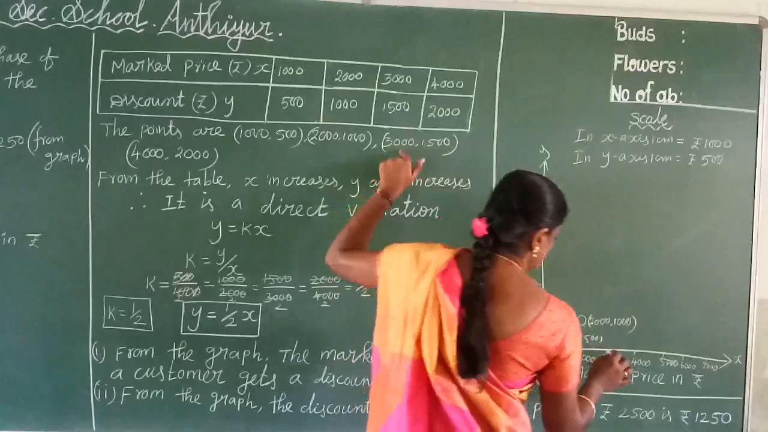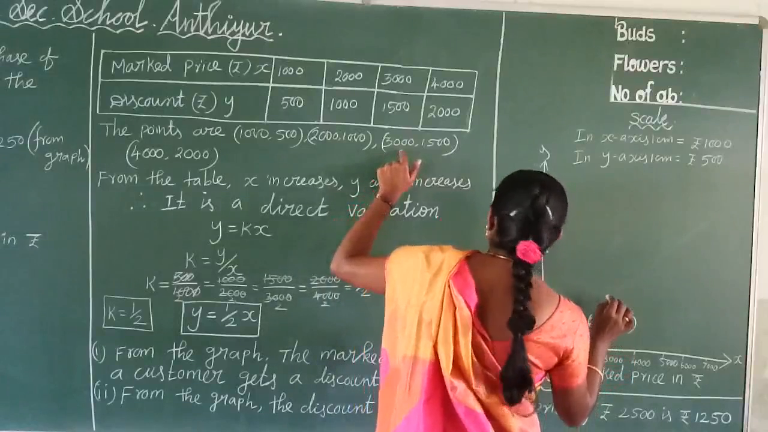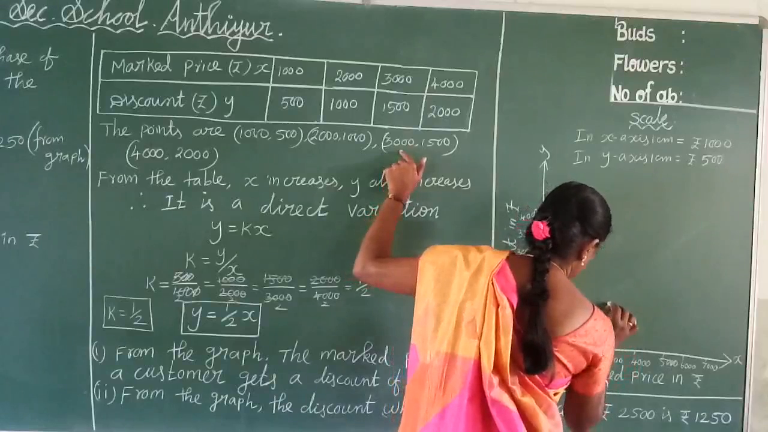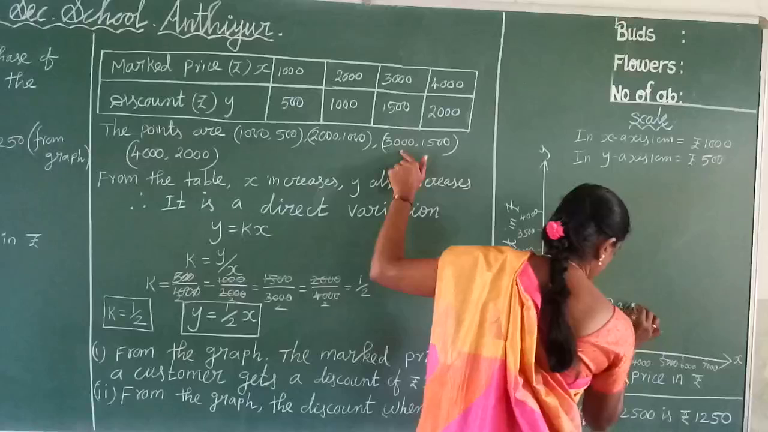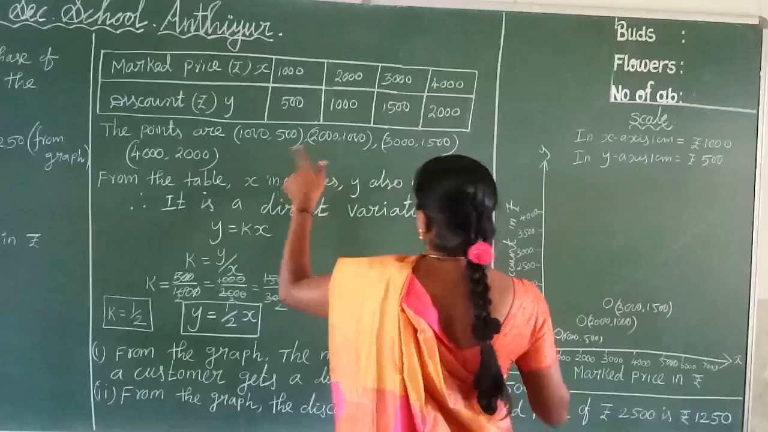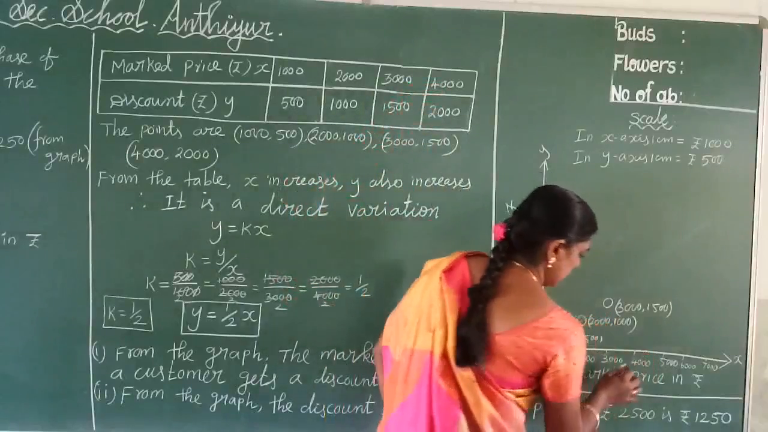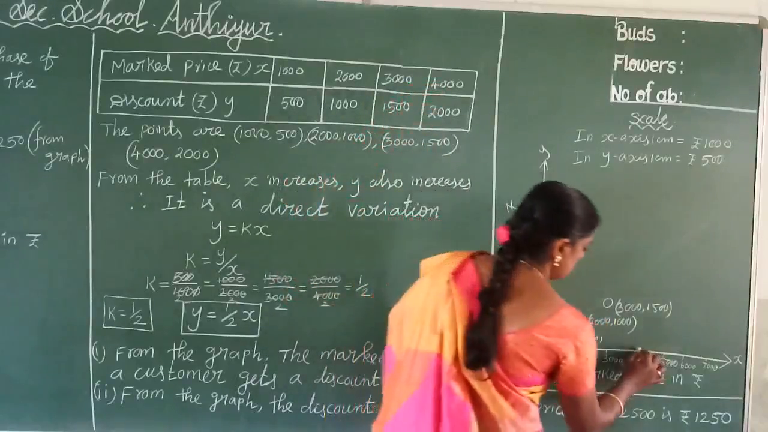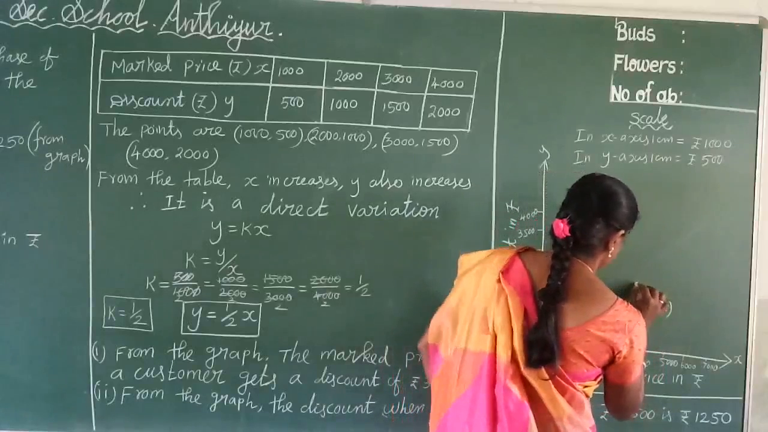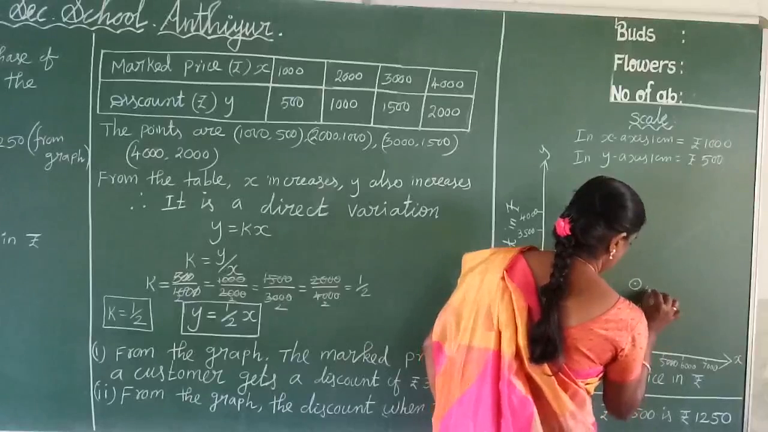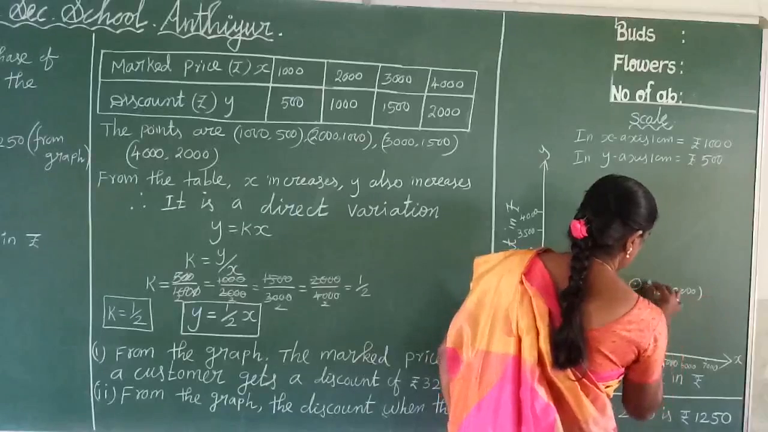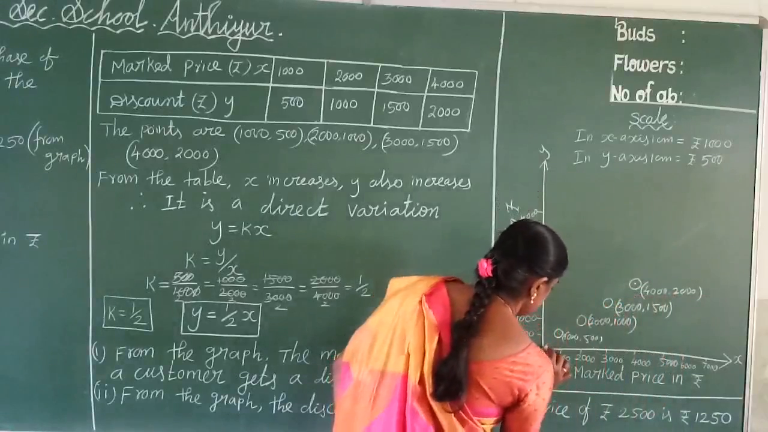And the third point, x-axis 3000, y-axis 1500. Fourth point, x-axis 4000, y-axis 2000. And join these points.